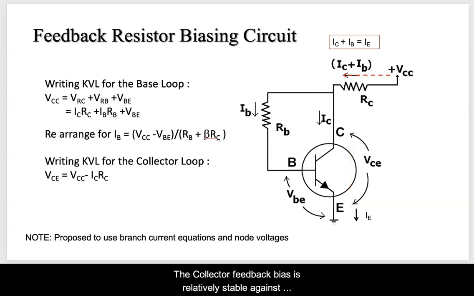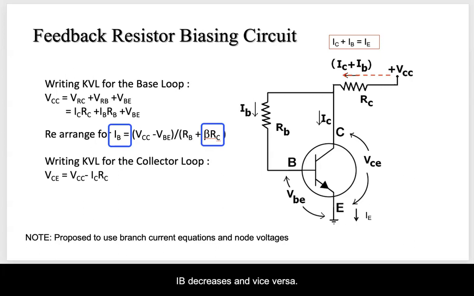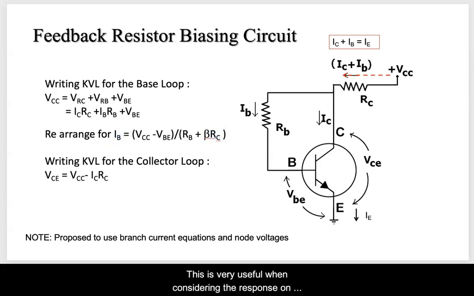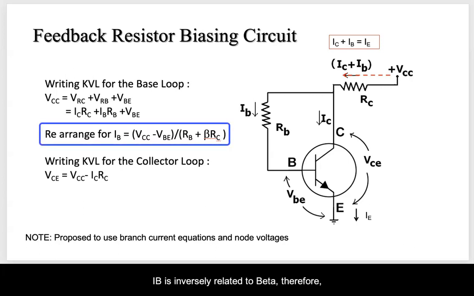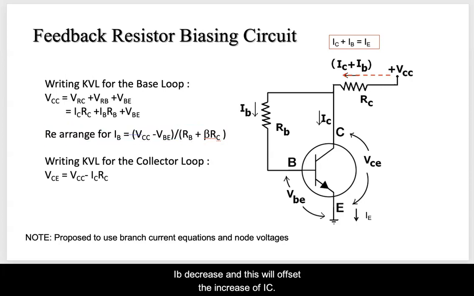The collector feedback bias is relatively stable against change in beta because IB and beta are inversely related in the circuit. As beta increases, IB decreases, and vice versa. This is very useful when considering the response of an amplifier due to the increase of temperature during operation. When temperature increases, IC increases, and this will cause the beta to increase. But as seen in the previous equation, IB is inversely related to beta. Therefore, in response to the increase in beta, IB decreases, and this will offset the increase of IC.